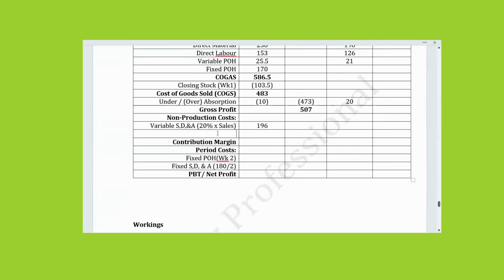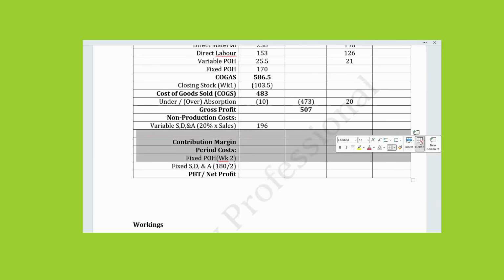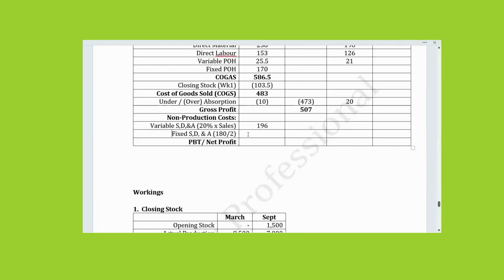So we have fixed. I already have it here. In fact, let me remove all of this. Okay, so here is 90. So 90 plus 196, that will give us 286, right? 286. So 507 minus 286. 221. 221. So that's that for March 2015.